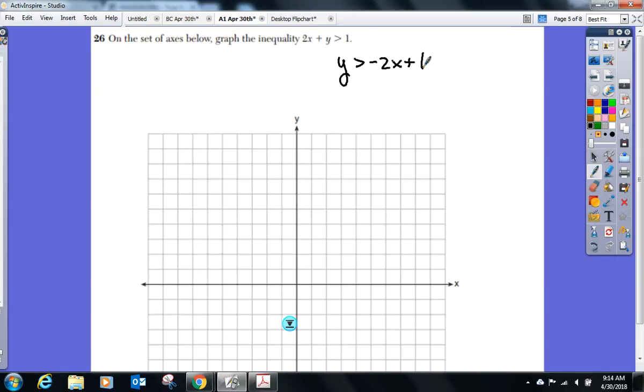Let's graph some points. Oh, a little light. Okay, you got me there. Okay, I can't see a thing.